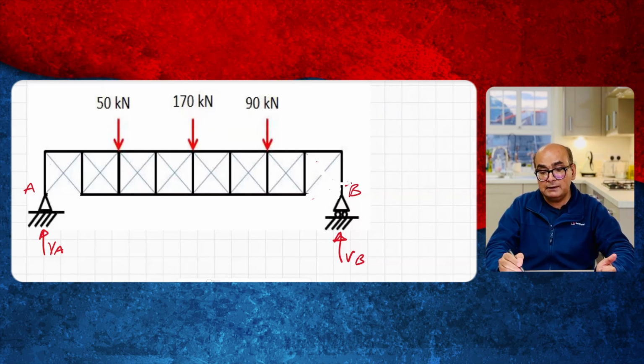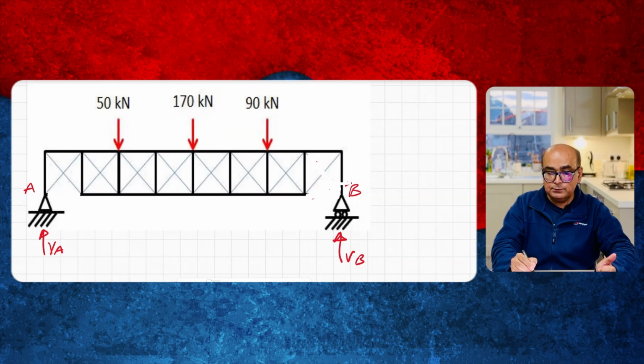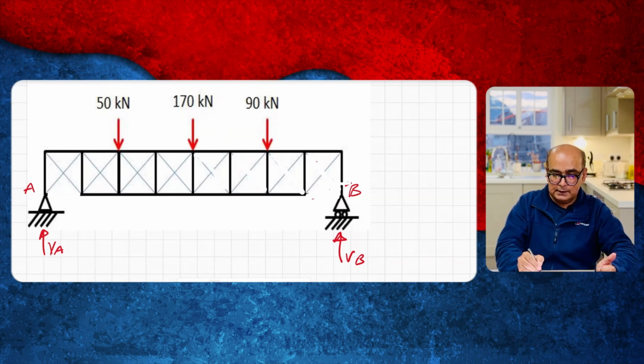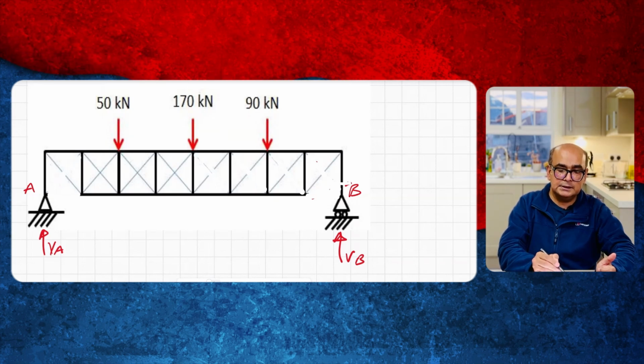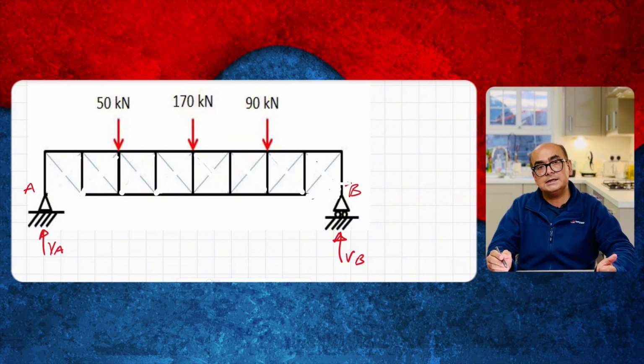So now at least we have this information, and in that way all members which are in this direction are taking compression, and I will rub them off. And on the right side, members taking compression are these. I will rub them off as well. So now we just have a truss with diagonals which are taking tension.